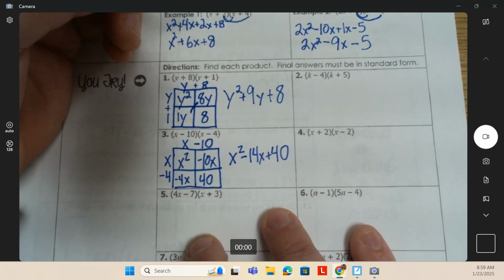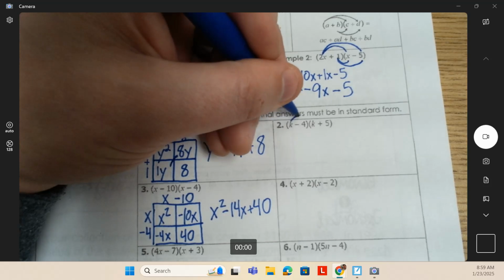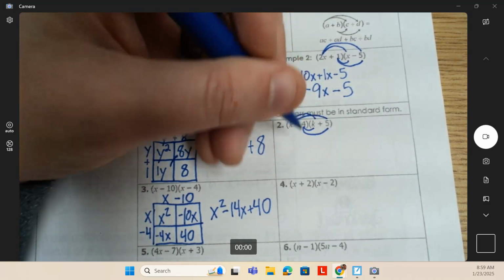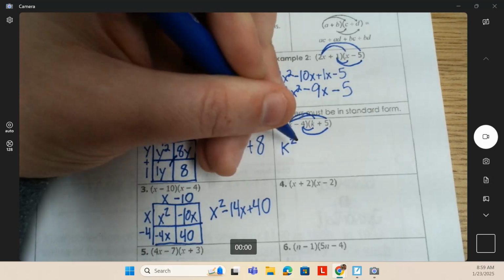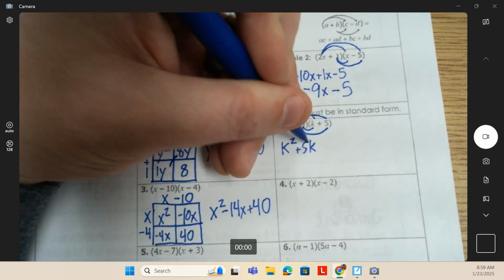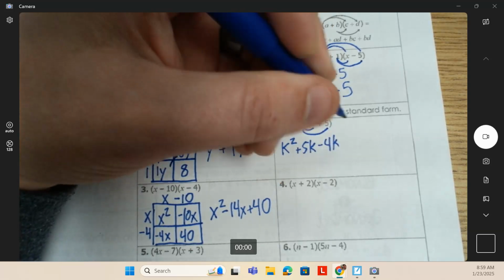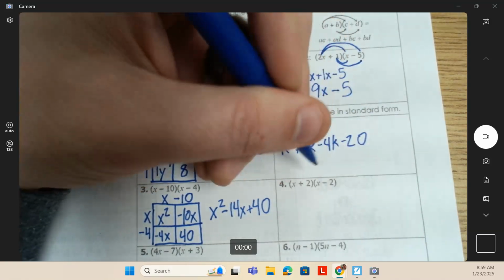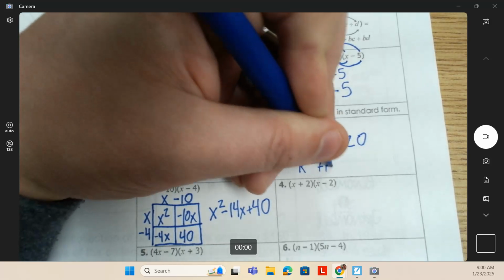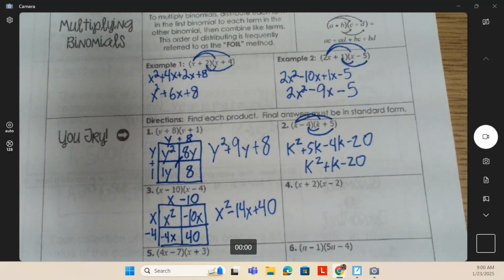And so either way, whichever way makes sense to you, whether it's doing the claw on top, claw on bottom, to give me k squared plus 5k minus 4k minus 20 would give me k squared plus k minus 20. So either way works. You can use that to work through it.